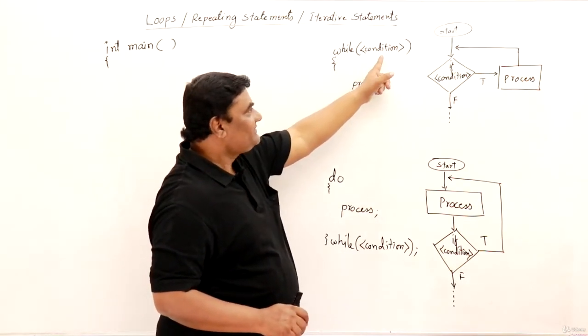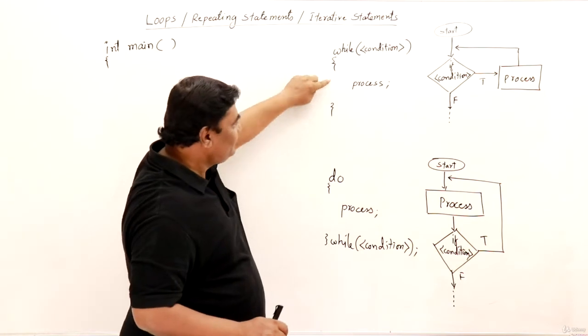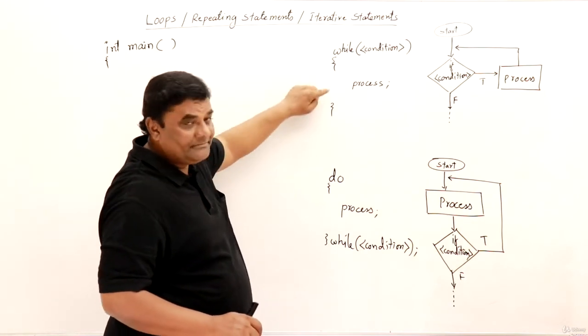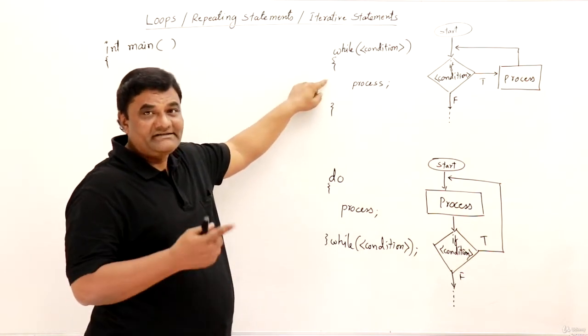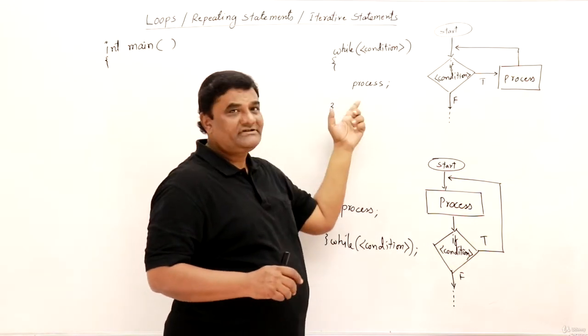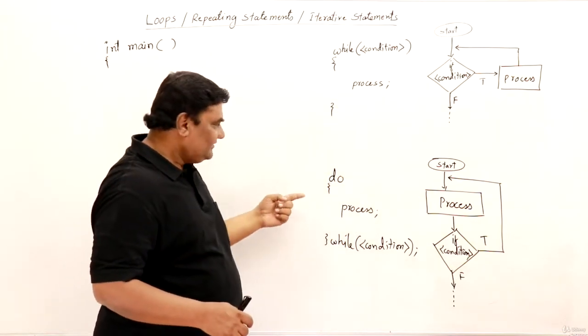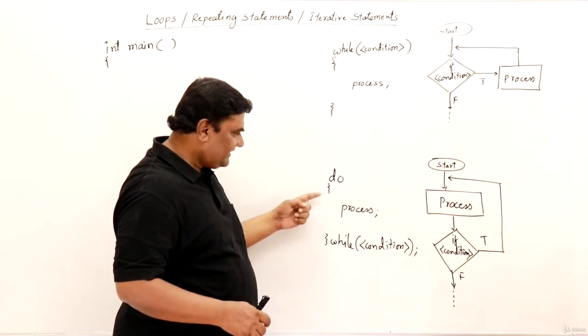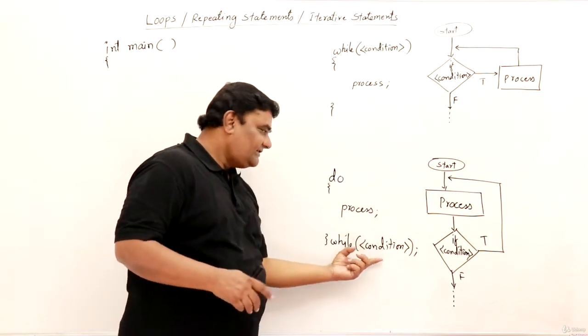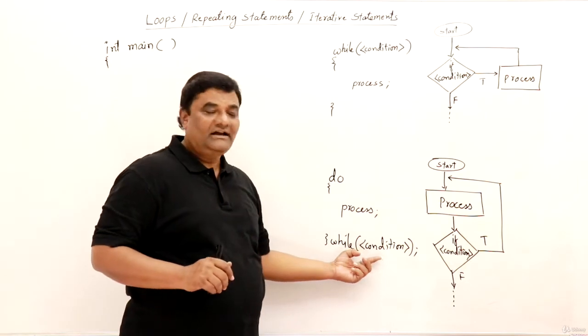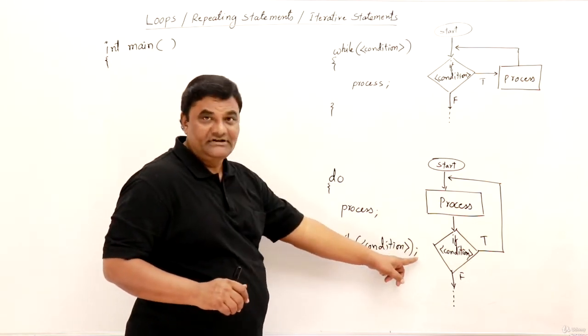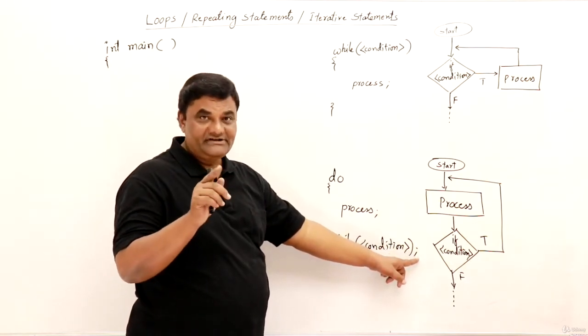While, then the condition, and then this is the body of the while loop. Flower brackets or braces are used. Inside that, whatever process you want to do, you can write inside. Then do while. Do first, then flower brackets. Inside that, the process is there. Then while condition is at the end, and the condition must be closed with a semicolon. It should end with a semicolon, right?